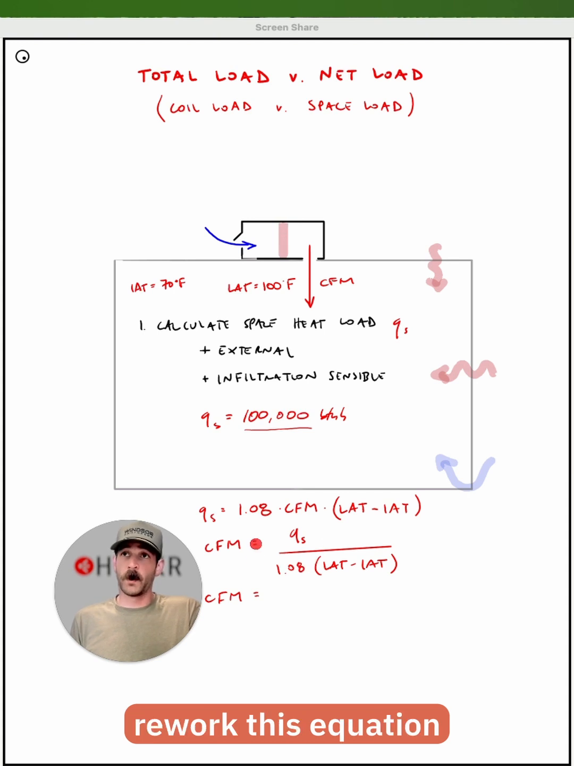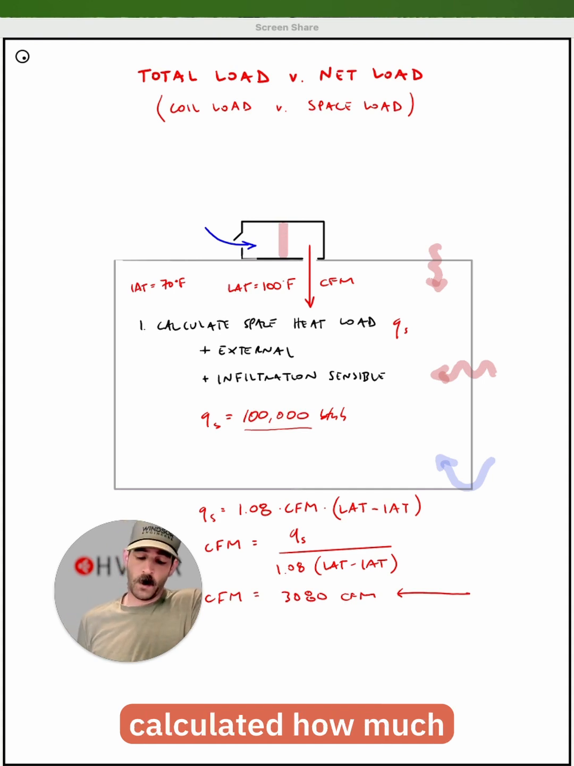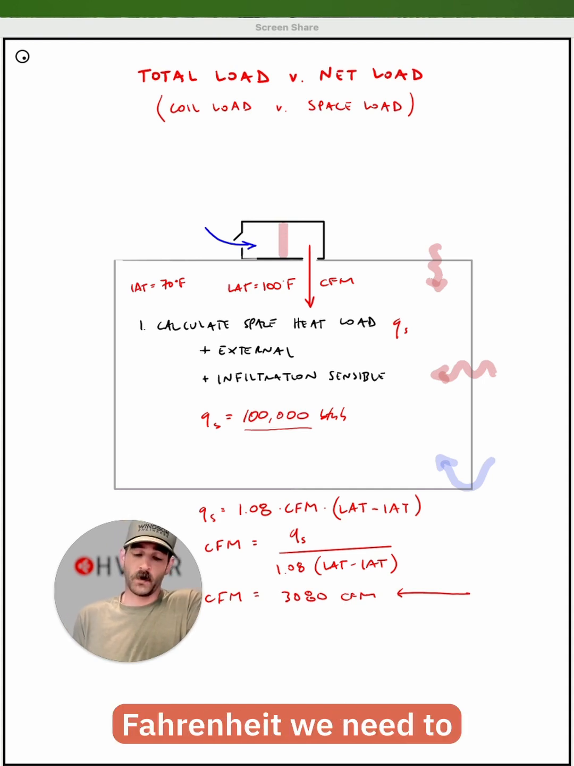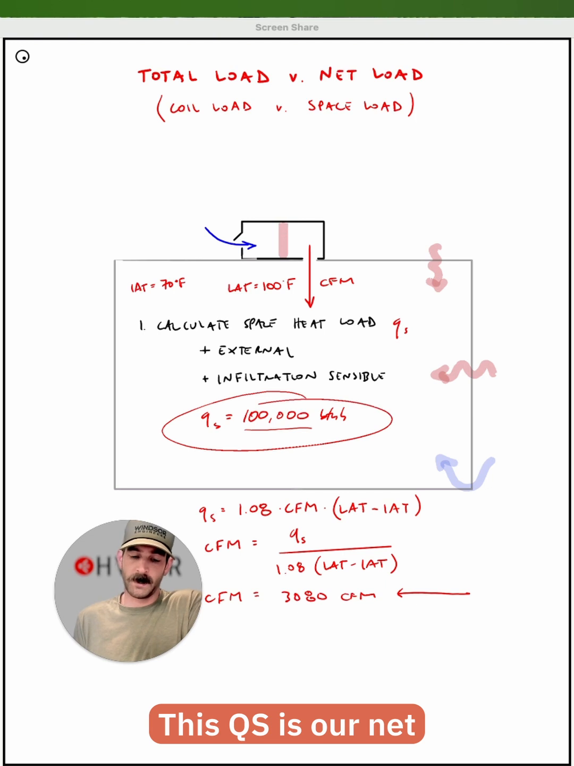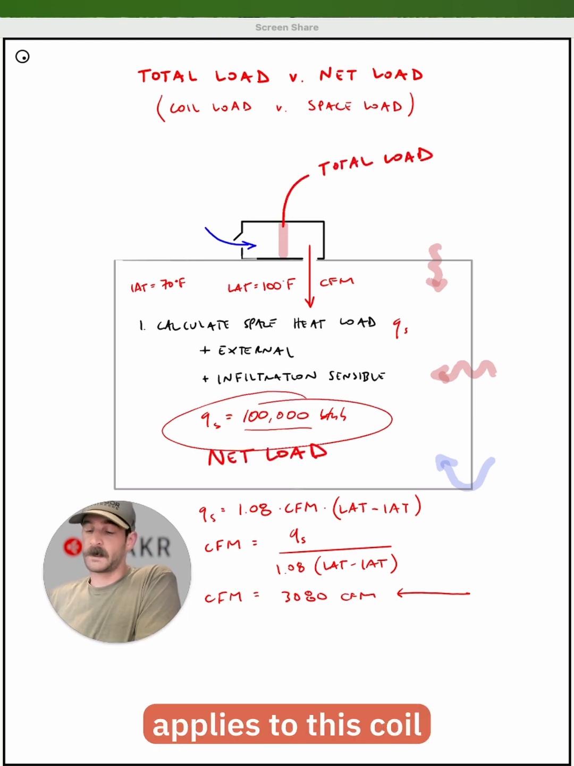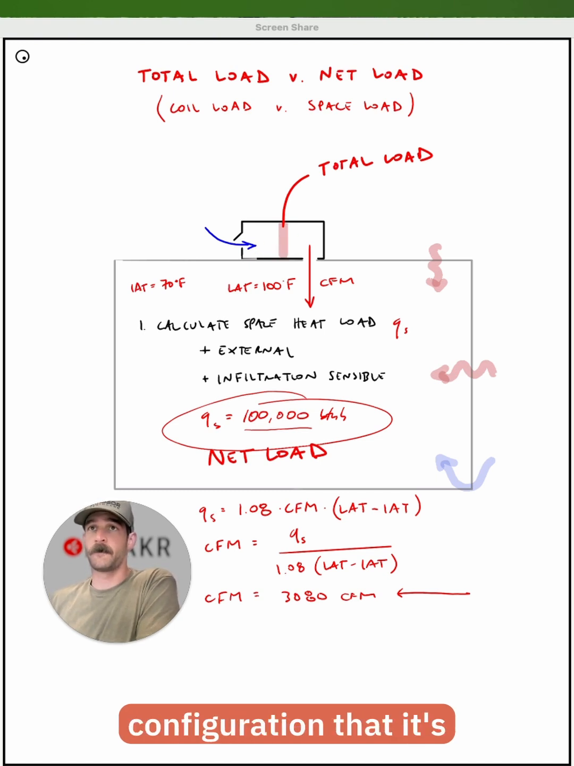Then we can rework this equation to solve for CFM, and plugging in our variables for space heat load, leaving air temperature, and indoor air temperature, we come out to 3,080 CFM. So we've just calculated how much airflow at 100 degrees Fahrenheit we need to blow into this space to maintain a 70 degree set point given these space heat loads. This QS is our net load, but it is not our total load. Our total load applies to this coil. And the main question is, how hard does this unit have to work given the configuration that it's in to accomplish this net load in the space?